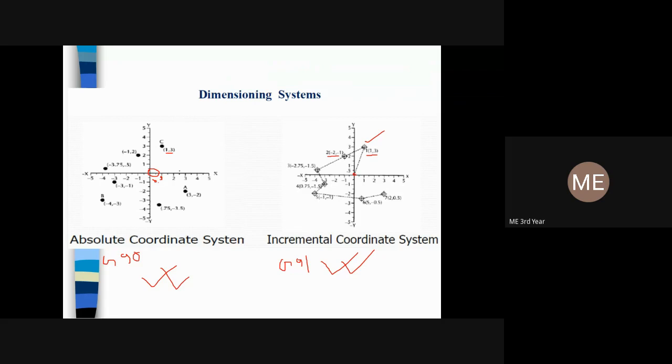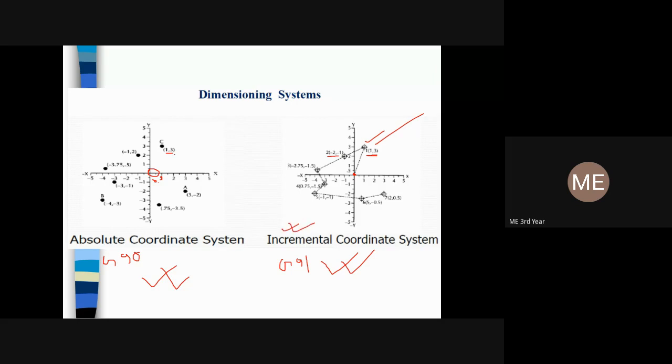So for the absolute coordinate system, every point is calculated from the origin point, and in the incremental coordinate system, every point is calculated from the previous point. For the first point, the previous point is the origin point, because the tool is moving from the origin point. After that, from 1 to 2, point 1 will be considered when we calculate point 2. So the previous point is important when we calculate in the incremental coordinate system.